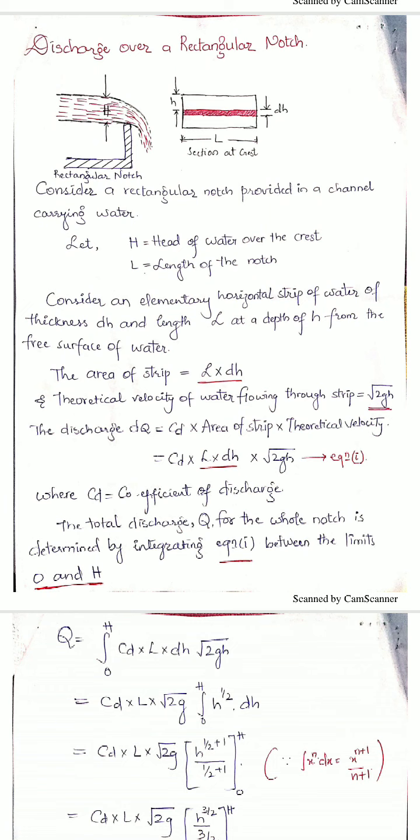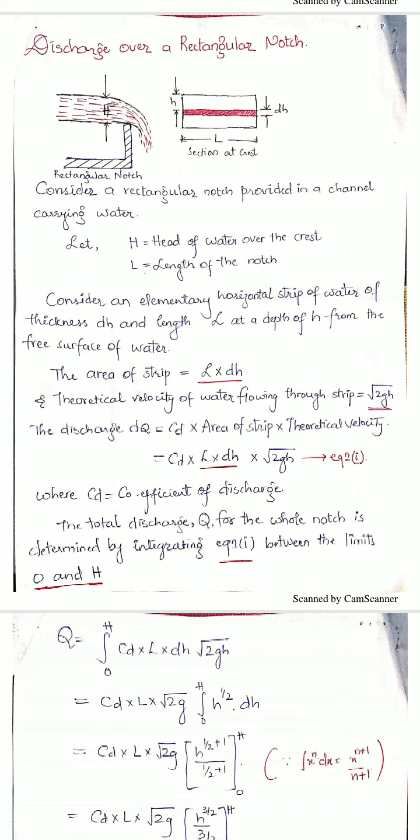Okay, so this is the figure. Considering a rectangular notch provided in a channel, with H as the head of the water, you can see here H is marked, and we can see the length of this rectangular notch. Consider an elementary horizontal strip of water of thickness dh, here it is, and length L, at a depth of h from the free surface of water. So the area of the strip becomes the length into dh.